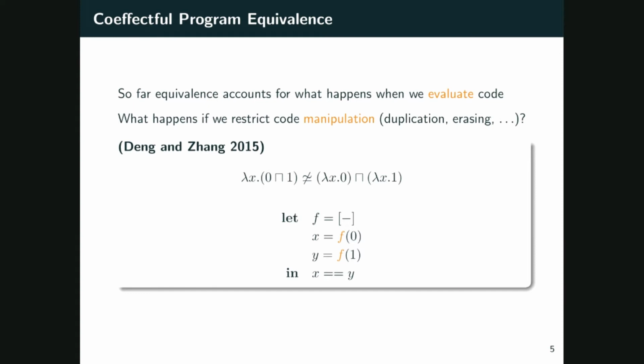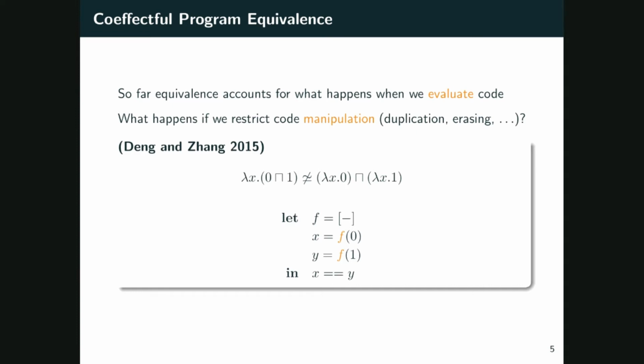But there are also other aspects that modify the sound program equivalences that we have. In particular, the one concerning program manipulation, such as whether we are allowed to duplicate code or to erase code or similar kinds of things. And here there is a nice example from a paper by Deng and Zhang, in which they start from the well-known observation that lambda abstraction in general does not distribute over non-deterministic choices, both pure non-deterministic choice and probabilistic choice.